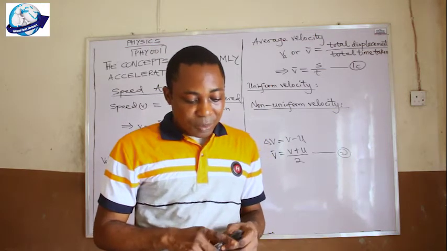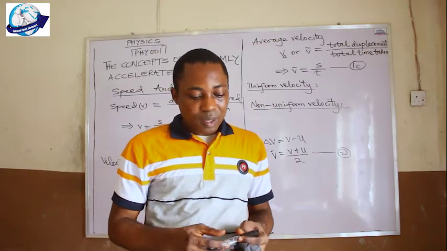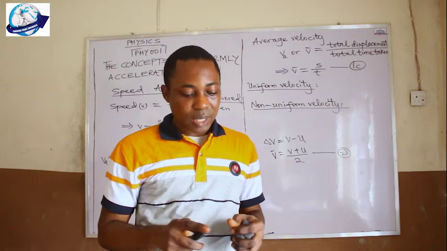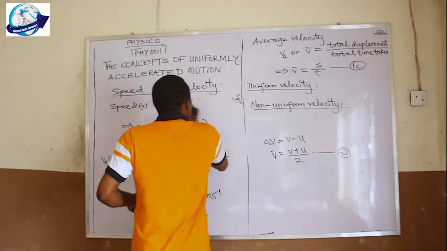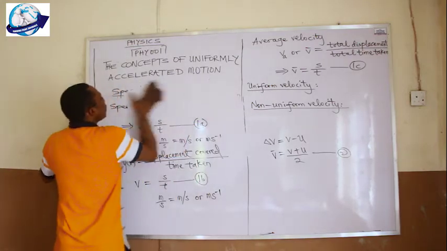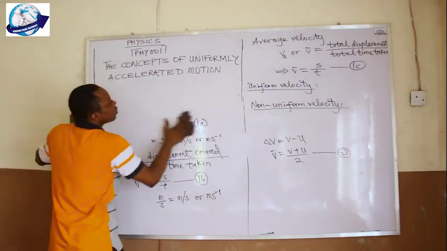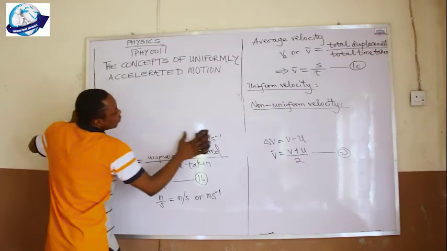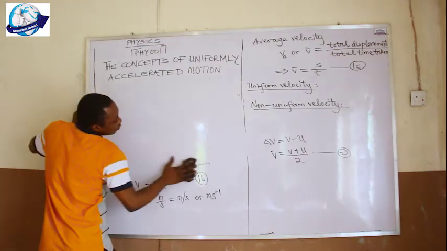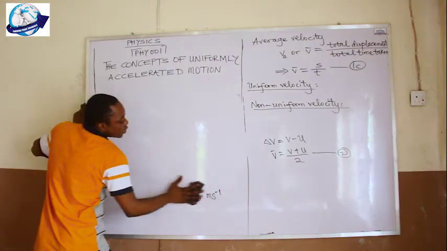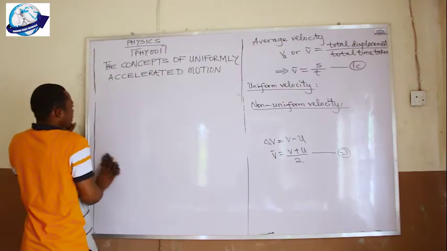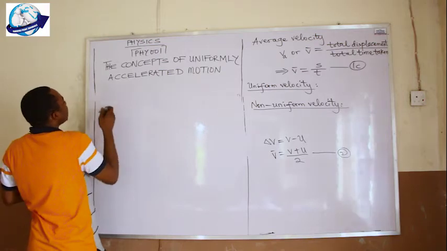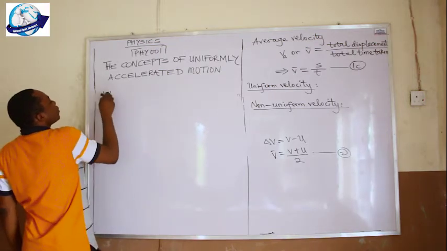Then the next aspect is our definition of acceleration and deceleration. Another concept to look into. In this aspect, we will also go further to talk about uniform acceleration and non-uniform acceleration. But let's just look at the aspect of acceleration and deceleration before then. Now, what is acceleration?